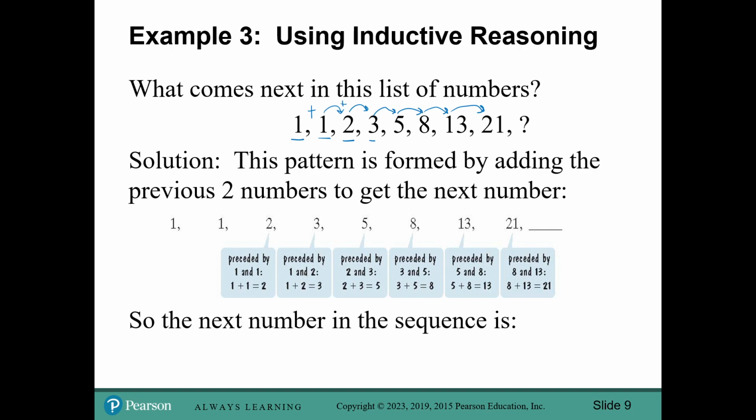So the next number in this sequence we should be able to get by adding 13 and 21, if the sequence were to follow. Now 13 plus 21, we can do that. That is 34. If we've done this correctly, the next number in the sequence is 34 by inductive reasoning.